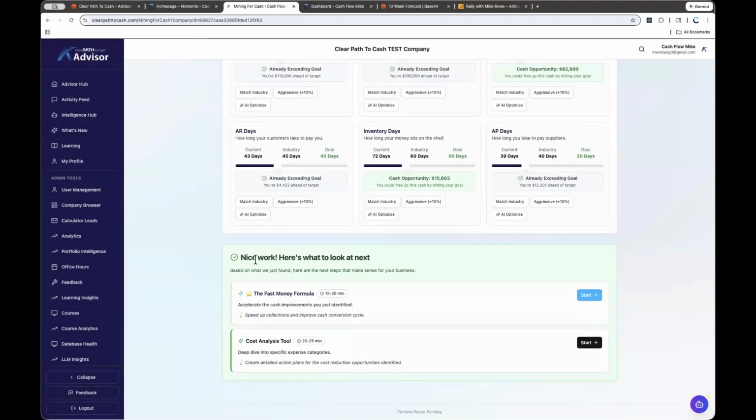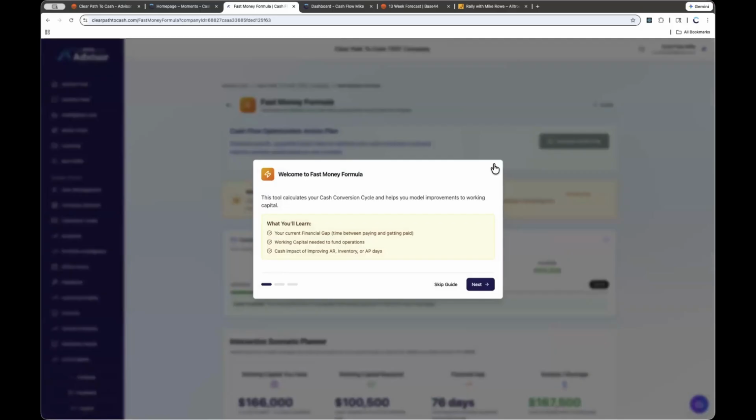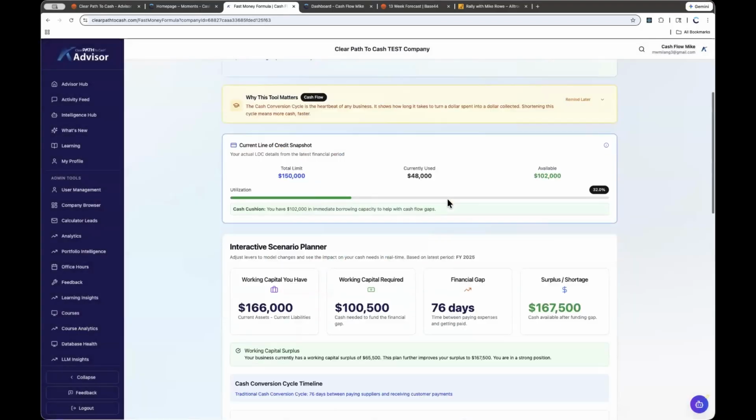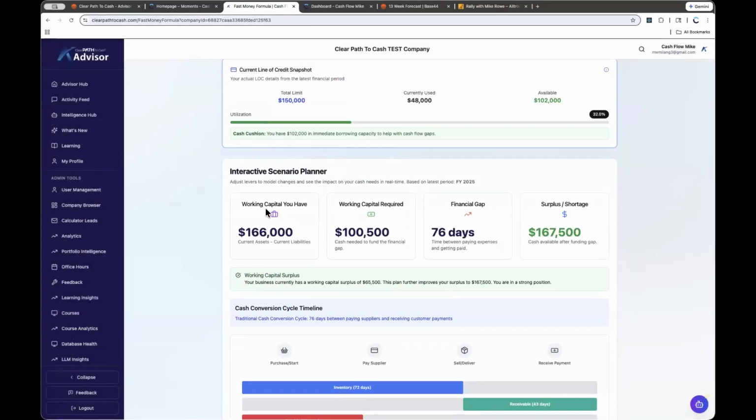So I go down to the bottom, it says, hey, here's what to do next. So we're working through the issue. We found it, cash flow. The problem's operating expense and inventory. What I'm going to do about it, maybe I'll use the fast money formula first and go see how much inventory is a problem. Fast money formula is about, hey, you have this much working capital and you only need this much.